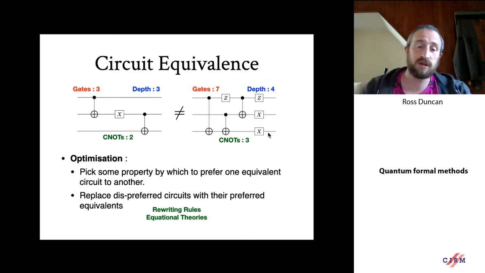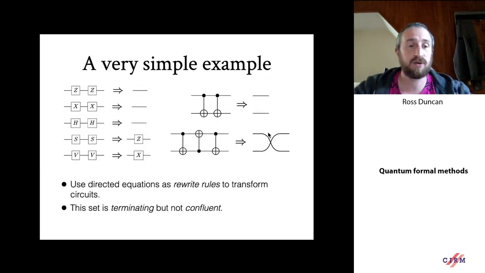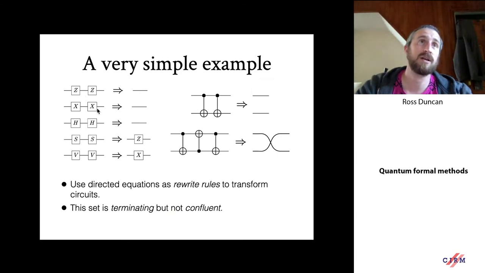And that basically all comes down to rewriting and equational theories. So a very, very simple example of what that might look like in practice is this kind of rewriting system. Now, this is almost trivial, and we can see that the rules are simple things like, if I have a Z gate and then a Z gate, I should replace these two gates with just a wire. I have an X gate and an X gate, well, they cancel each other out. I should replace that with a wire. If I have three CNOTs in this configuration, that's equivalent to a swap. Maybe I should just swap those qubits over, and so on.